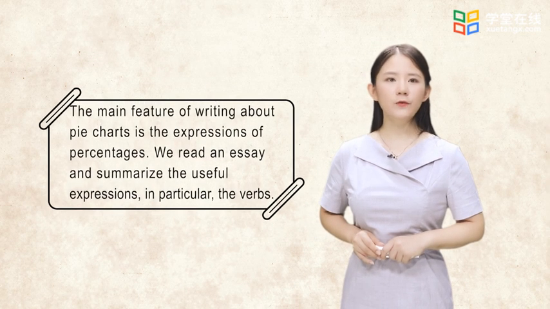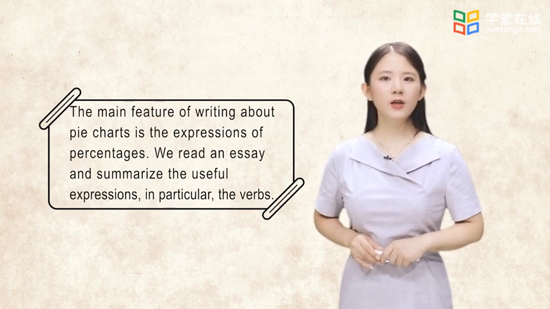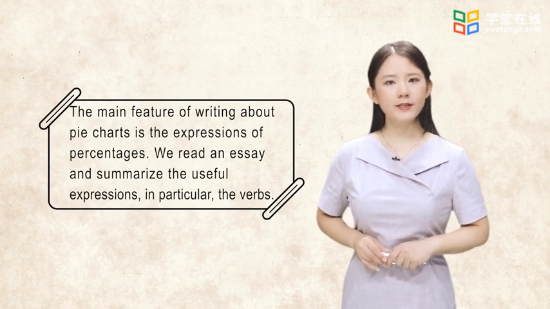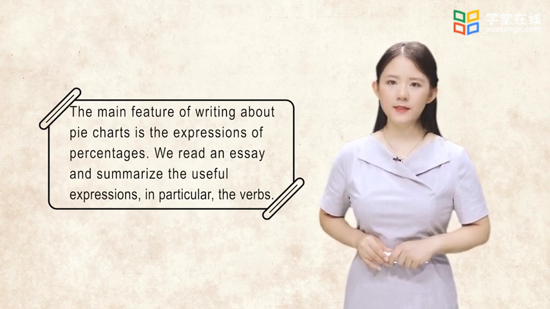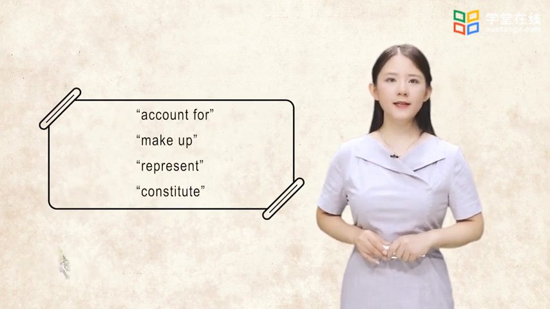How time flies, let's sum up. Today, we learned how to describe pie charts. The main feature of writing about pie charts is the expressions of percentages. We read an essay and summarized the useful expressions in particular. The verbs are account for, make up, represent, and constitute. Next, we did an exercise describing a pie chart and reading an example. Finally, we talked about tenses of graphic writing.